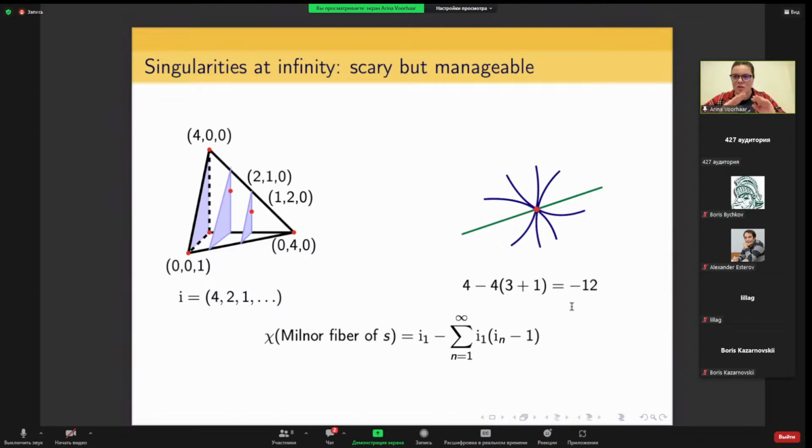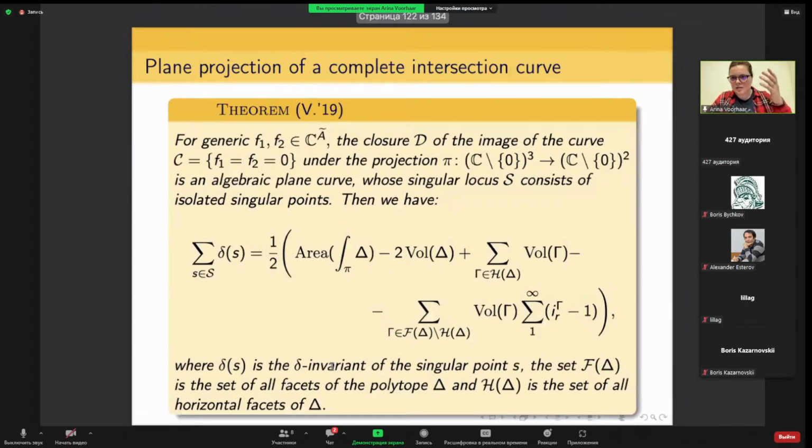So in order to study all those singularities at infinity, whatever that means, I hope the idea is at least vaguely clear. I just do the same procedure for all non-horizontal facets of the polytope delta. And I get those sequences, and I can say how many singularities there are, what their type is, and what their contribution is to the Euler characteristic of the curve D. And that leads to the result that I obtained in the paper I mentioned.